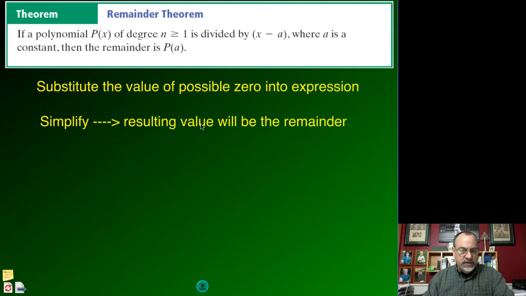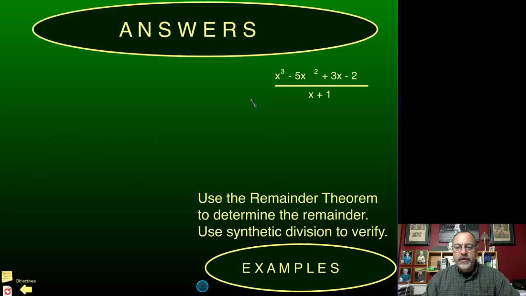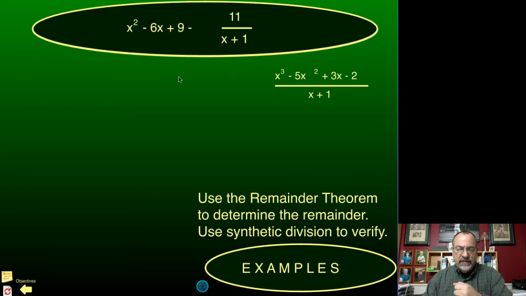So let me show you an example. Let's look at the example we did earlier, where we had x cubed minus 5x squared plus 3x minus 2 divided by x plus 1. Now, what we would like to know is, is x plus 1 a factor of this? And we did the whole division process, and we found out that it is not a factor because we got a remainder of negative 11.